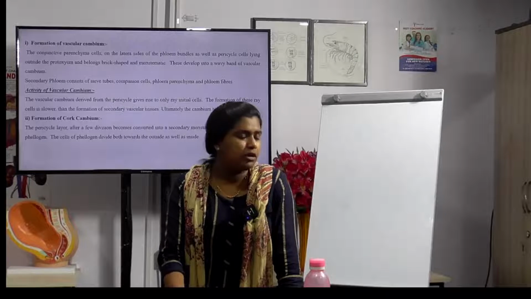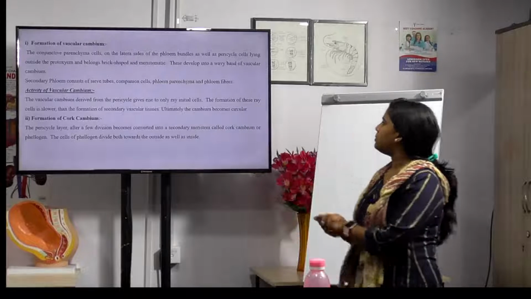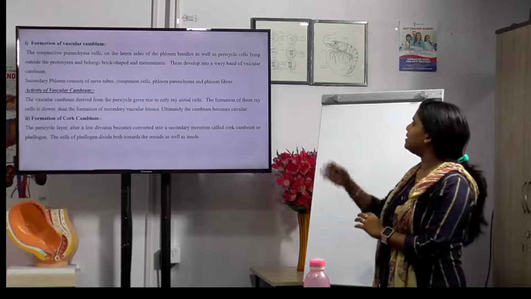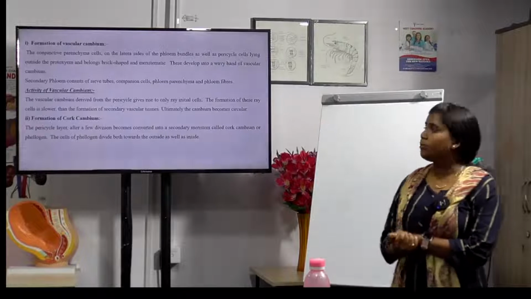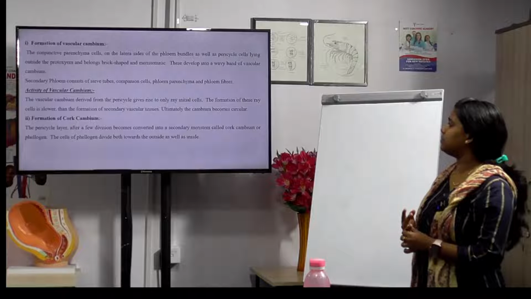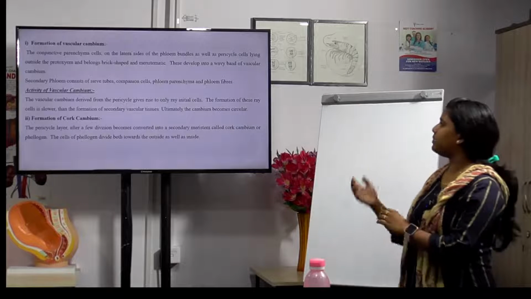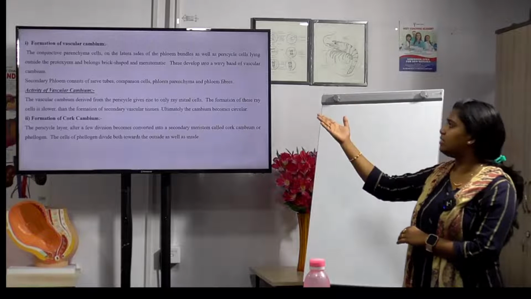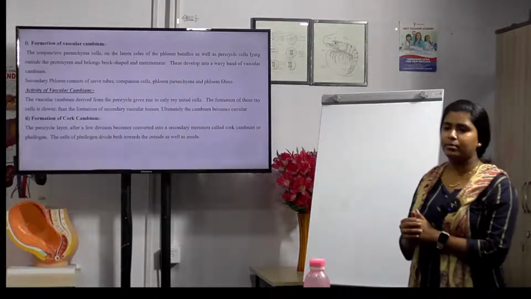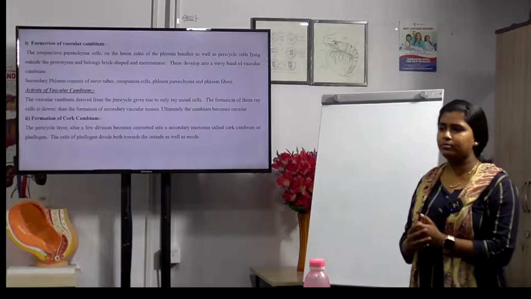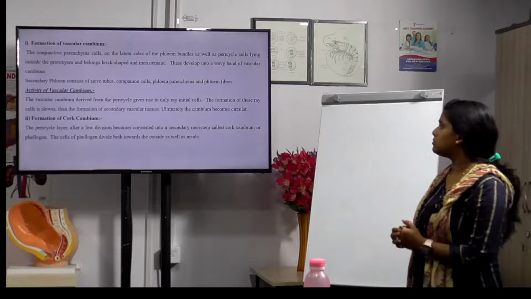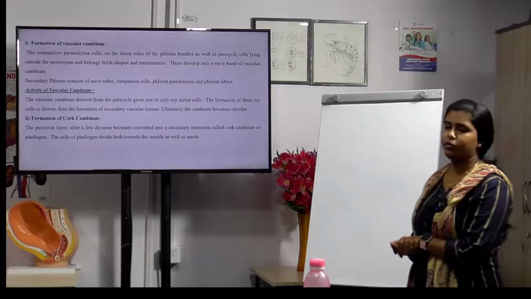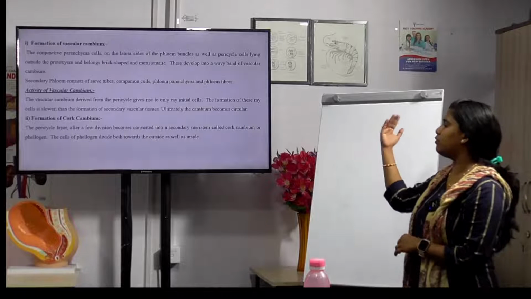How does a vascular cambium form? It is formed from the conjunctive parenchyma cells on the lateral side of the phloem bundles as well as the pericycle cells lying outside the protoxylem, which are brick shaped and meristematic tissues, and these develop into a wavy band of vascular cambium. So which develops into a vascular cambium? Correct, pericycle cells. And then the secondary phloem consists of sieve tubes, companion cells, phloem parenchyma, and phloem fibres.